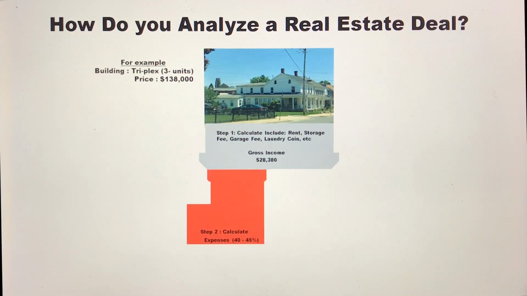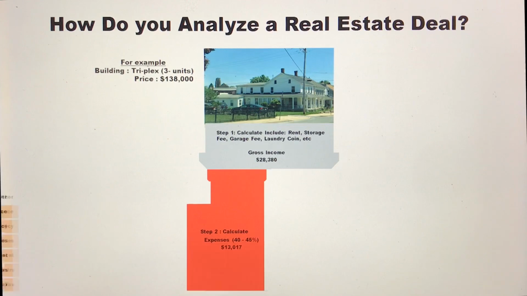Step two is to calculate the expenses. Usually you may not know all the expenses, or the realtor may not disclose them. In such a case, we assume 40 to 45% of the gross income will be expenses, without even specifically stating what kind of expenses. You can use this as a general rule of thumb. We also ask the realtor to provide the detailed expense report from last year.